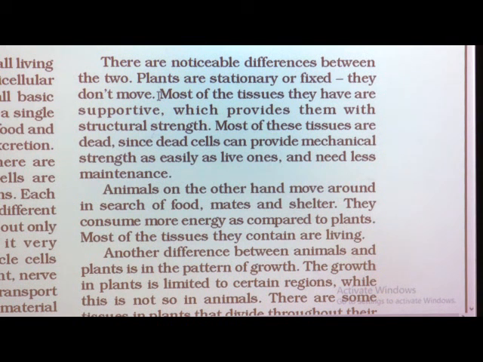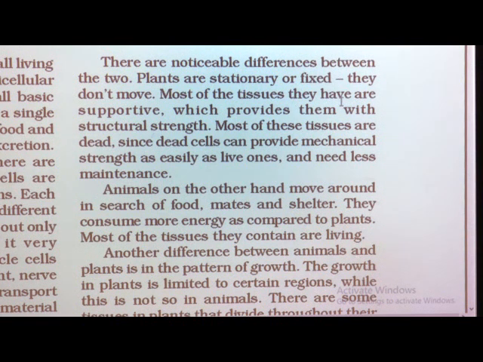Whereas we know that animals are locomotive. Locomotive means they move from one place to another place in search of food, shelter and so on. So, there is one difference: plants cannot move, they are stationary, whereas animals are locomotive.